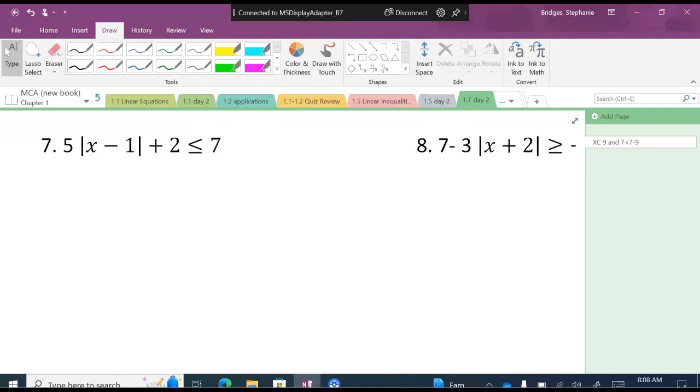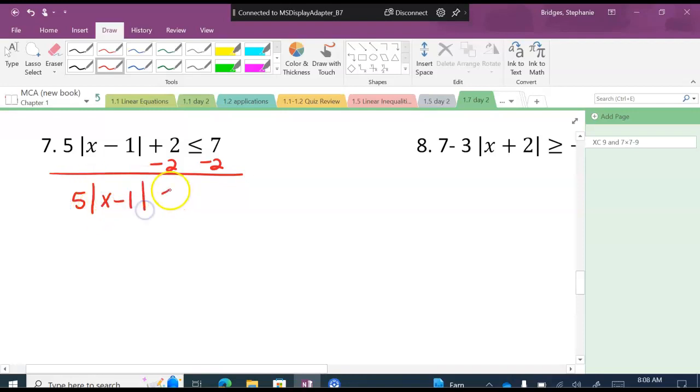Is my absolute value by itself? No. What would I have to do first? Subtract 2 first. So that's 5 times the absolute value of x minus 1 is less than or equal to 5. What next? Divide by 5, yep. Those 5s are going to cancel. Finish it from here.